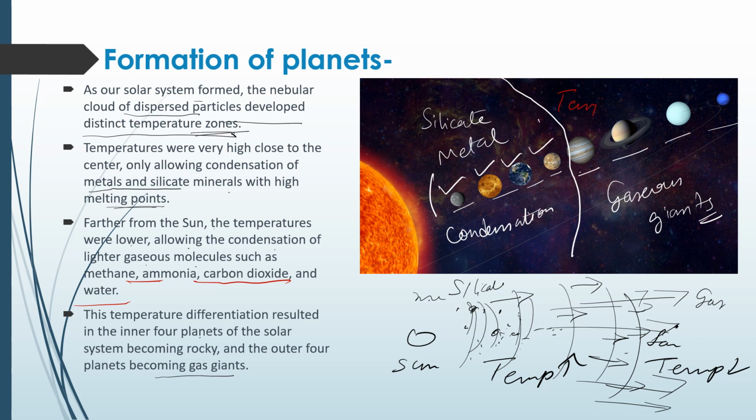Here temperature is low, here temperature is high. So due to the temperature zone variation, the inner materials have formed the inner planets, and the gaseous materials have formed the gaseous giants. So different planets have been formed. These are Mercury, Venus, Earth, Mars. This is Jupiter, Saturn, Uranus, Neptune, the outer planets.